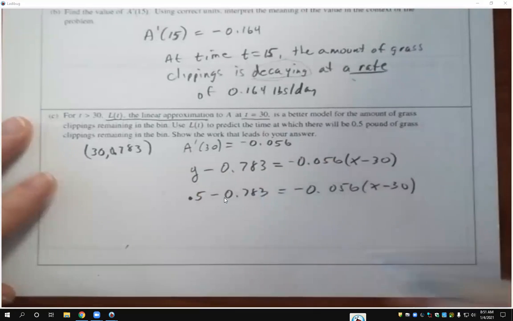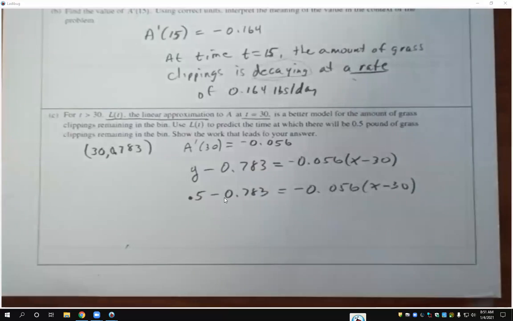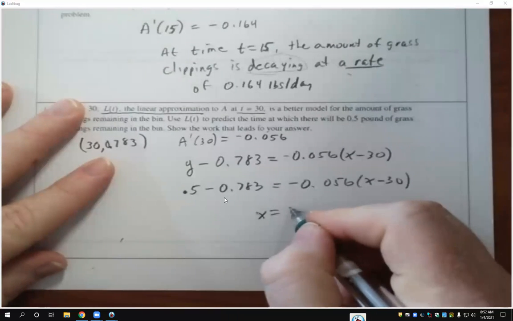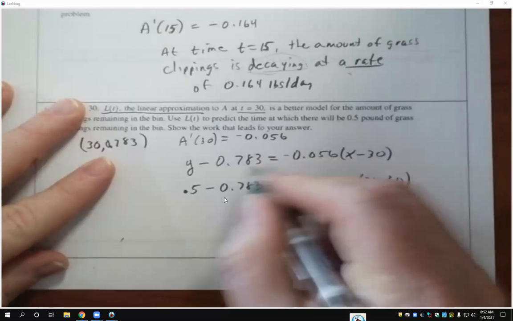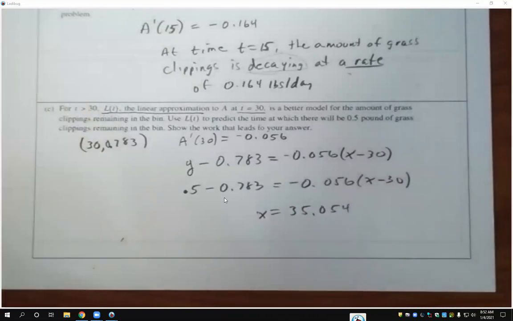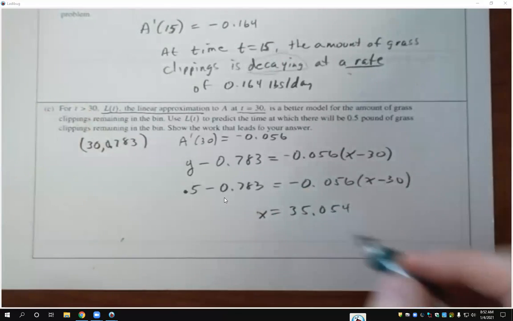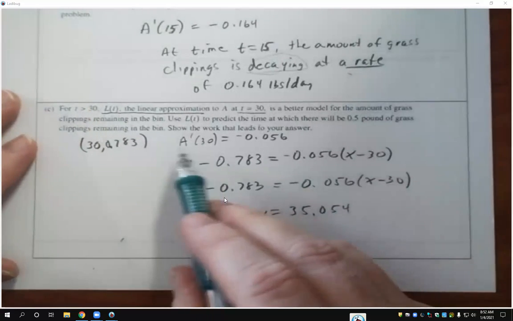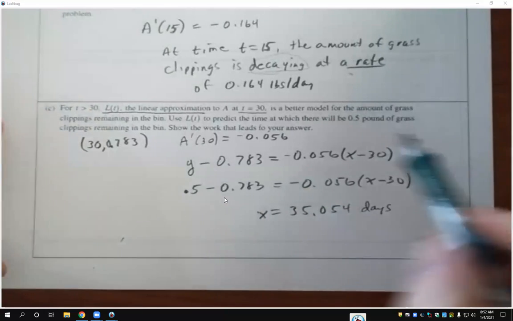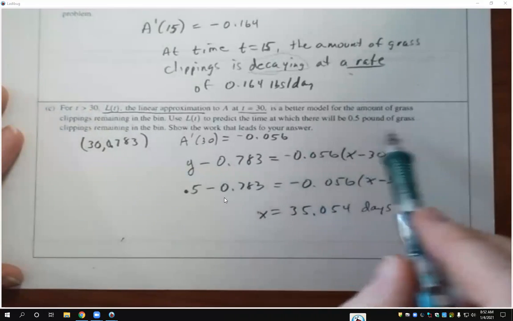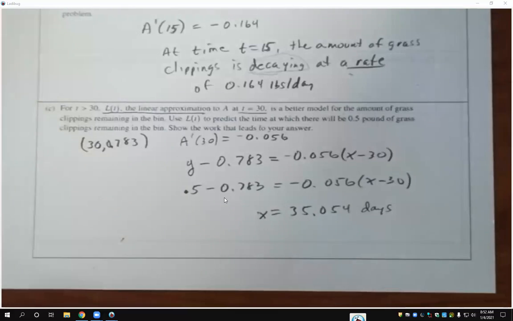And solve for x. You have a calculator, so none of these calculations should be a problem. I ended up with approximately 35.054, depending on where you rounded your actual numbers in your calculator. There is leeway on that. And this is days. I don't know if it asks to indicate that, but if it says predict the time, I would indicate the unit. All right, do I have any questions on that first one?